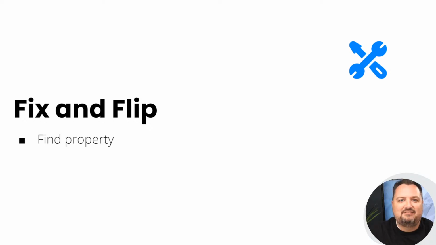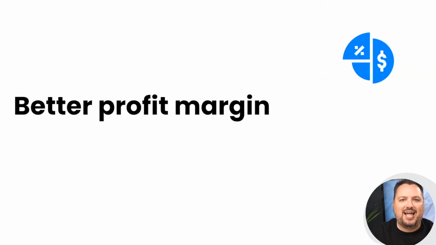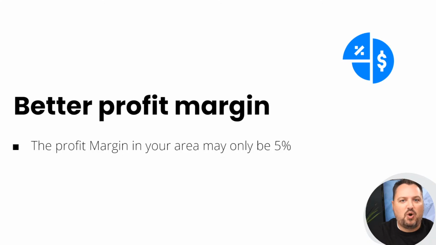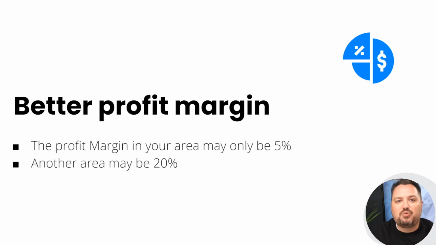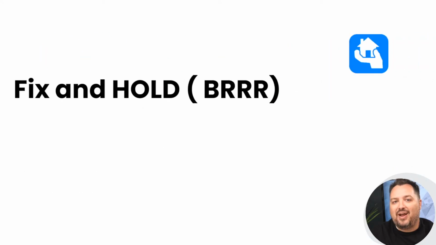Let's talk about fix and flip. With fix and flip, you find the property, you buy the property, you fix the property up, and you sell it for a profit. This is your traditional flip that a lot of people like to do. One of the great things about the fix and flip is there is better margin. The profit margin in your area may only be 5%. Another area may be like 20%. So it may be worth doing these in some other areas as well.